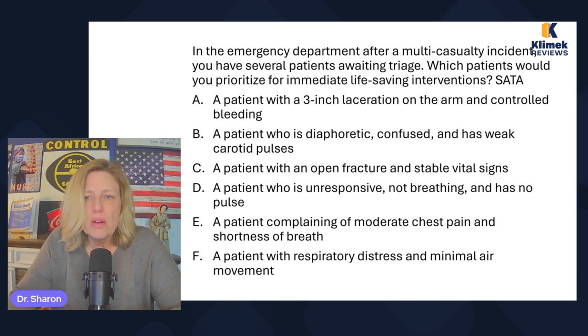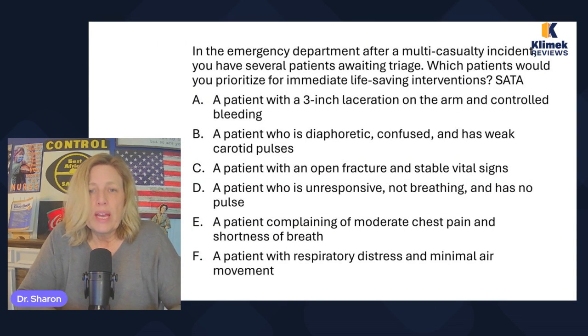In the emergency department, after a multi-casualty incident, you have several patients awaiting triage. Which patients should you prioritize for immediate life-saving intervention? So we're looking for the unstable patients. Patient with a 3-inch laceration on the arm and controlled bleeding. Patient who's diaphoretic, confused, and has a weak carotid pulse. Patient with open fracture and stable vital signs. A patient who's unresponsive, not breathing, and has no pulse. A patient complaining of moderate chest pain and shortness of breath. A patient with respiratory distress and minimal air movement. Okay, so we're looking for the unstable patients who can be saved.